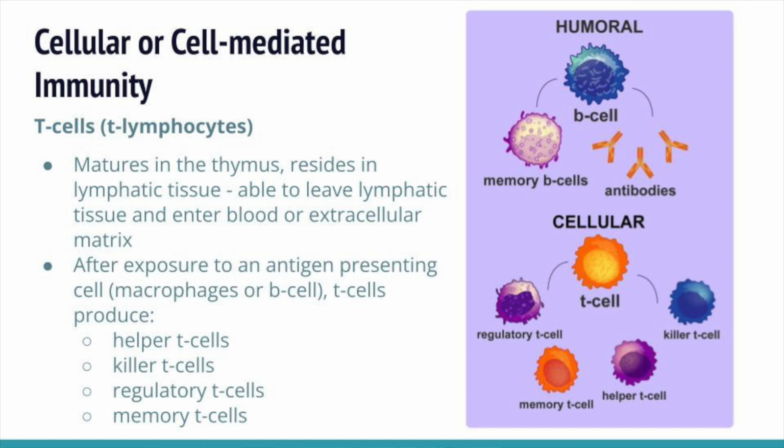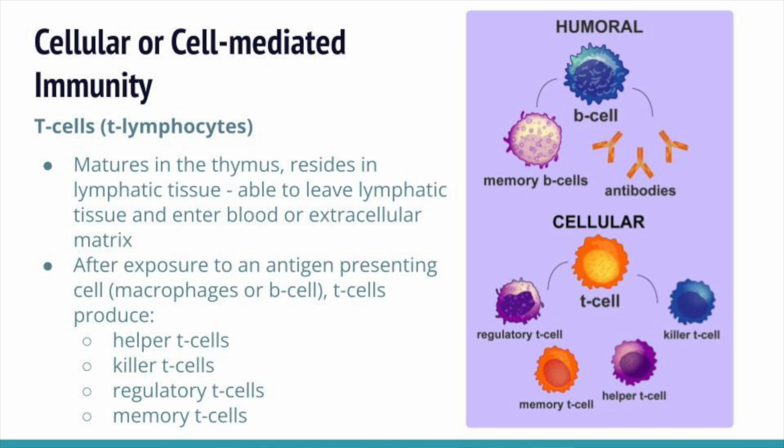Okay, so again, the white blood cells are created in the bone marrow. That's where they're created. And then the T cells mature in the thymus. So that's why they're T cells. They mature in the thymus. And in a little bit we'll get to the B cells, which mature in the bone marrow. So that's why they're B cells.